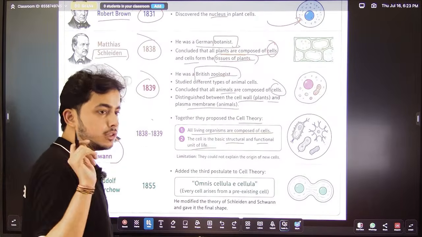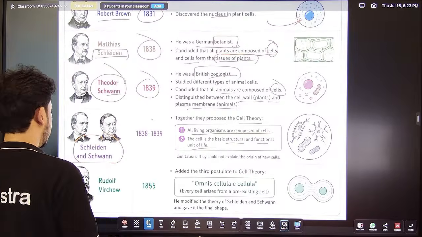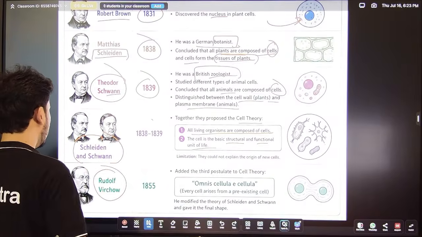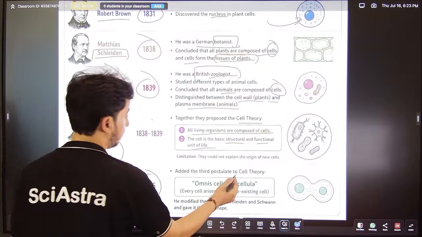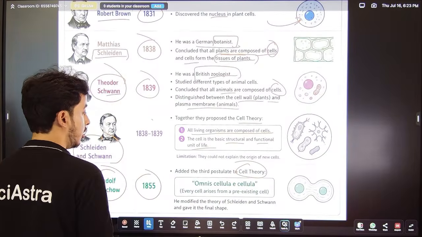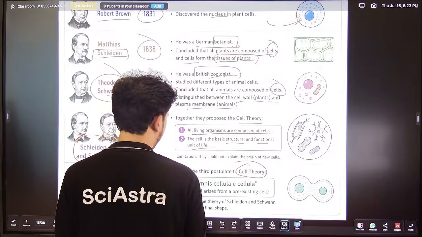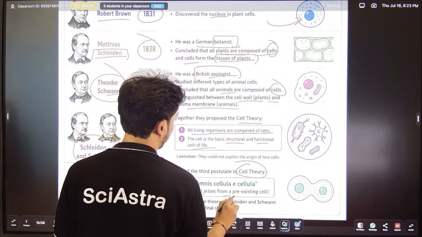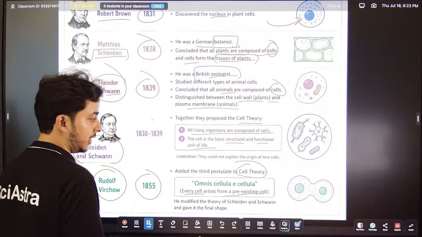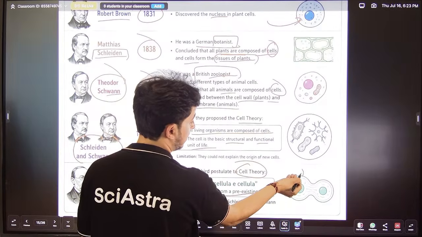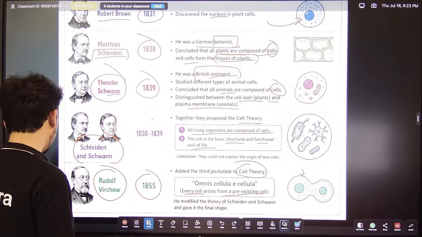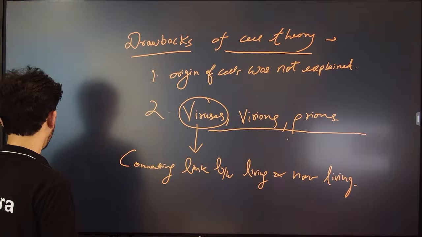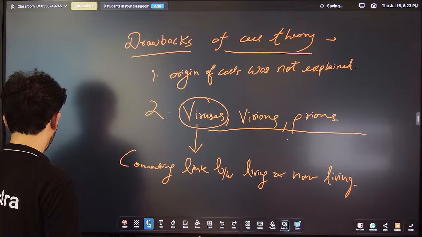Then to solve this problem, there came another person whose name was Rudolf Virchow. In the year 1855, he added the third postulate to cell theory, omnis cellula e cellula. That means every cell arises from pre-existing cells, right? So every cell that you see is arising from a pre-existing cell, and he modified the cell theory and gave it the final shape.